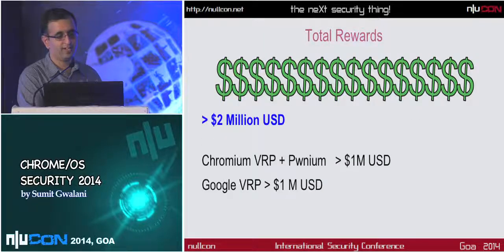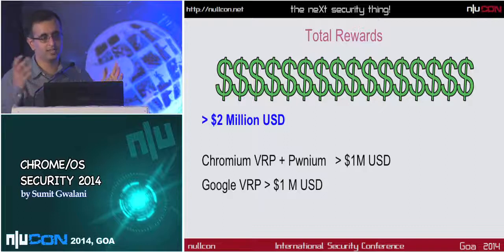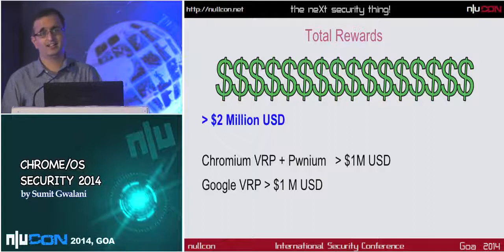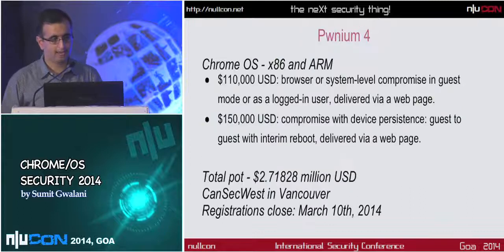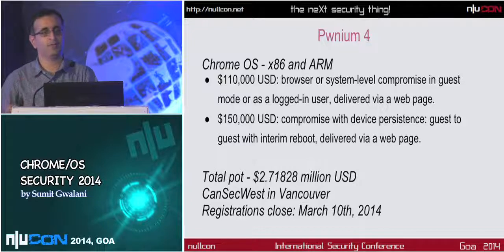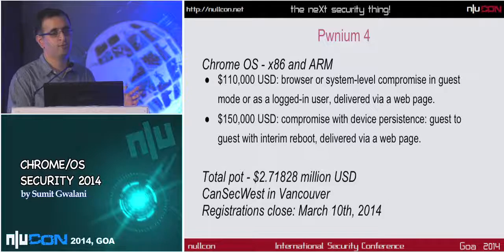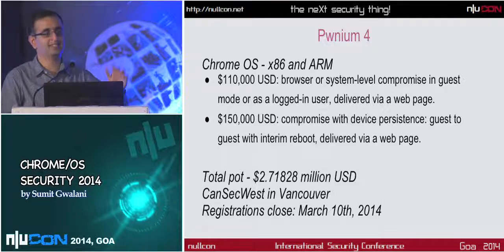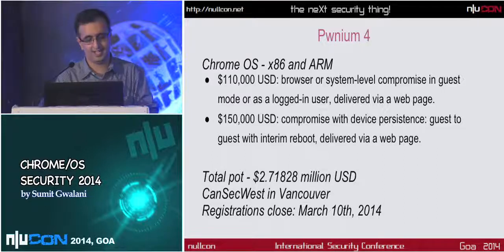As an announcement, we have already given out $2 million in our VRPs. The prize money used to be 1K for the biggest bug. Now it's up to 5K or so. For those who are not familiar with Pwnium, it's a contest where we put big money up at a conference. Last year we put up $3.14 million for Chrome OS. This year we're again putting up $2.7 million. Last time was pi million, this time is e million.